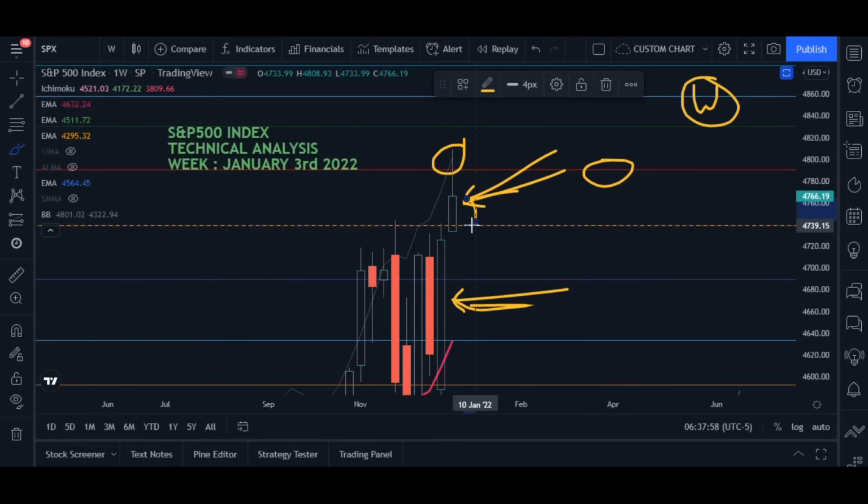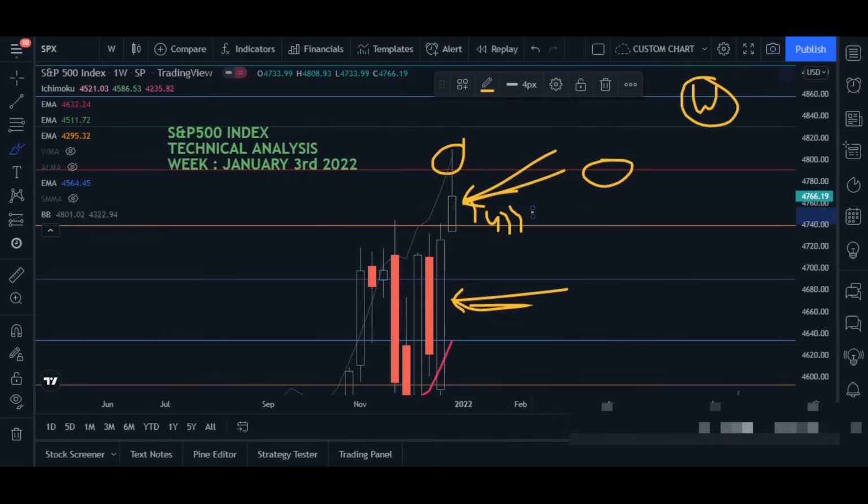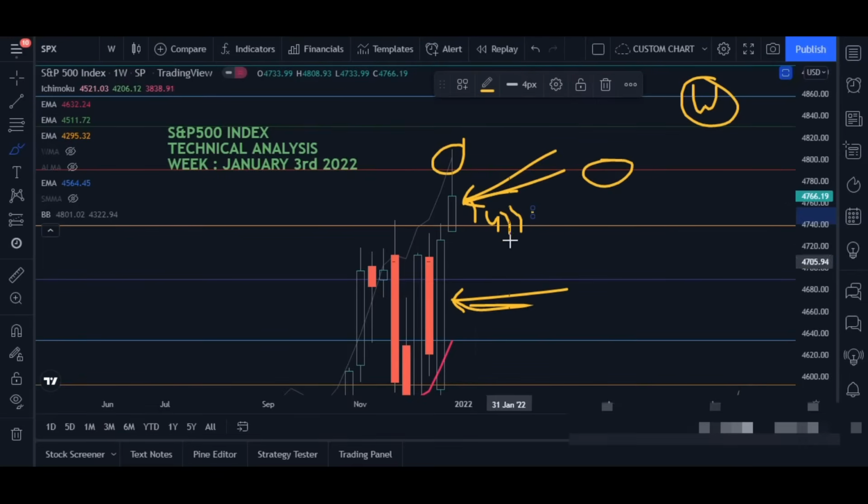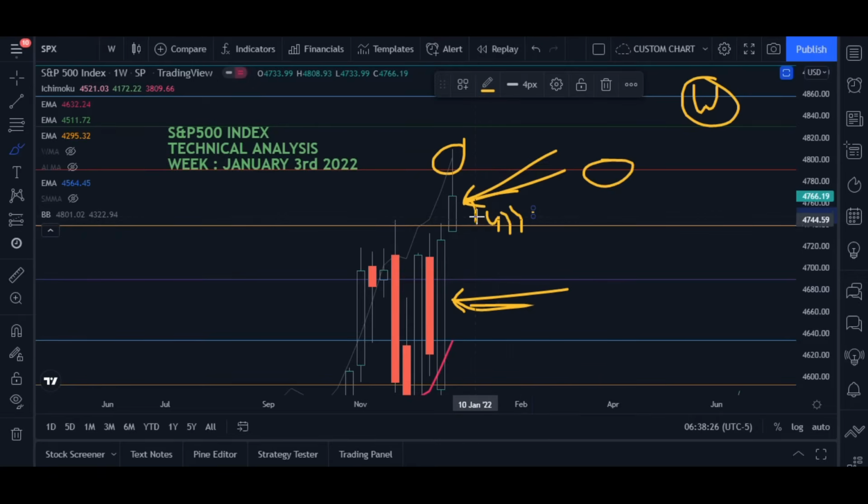It may then hit 4740. As I've been telling you in previous videos, 4740 is a very important support and resistance. If the market is below 4740, it will act as a strong resistance. If the market is above 4740, it will act as a strong support. So first it will come down, chances are it will hit 4740, try to hold there, take a rebound, and then move further up.